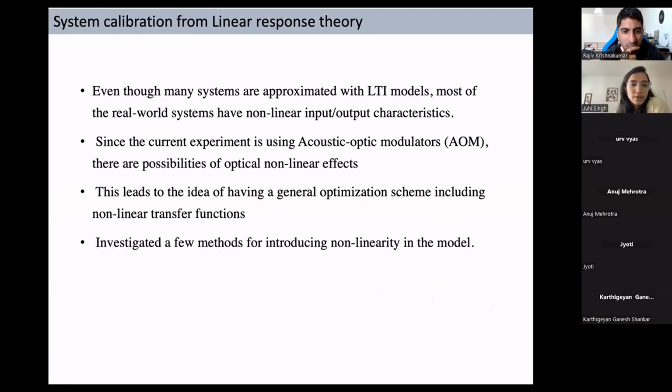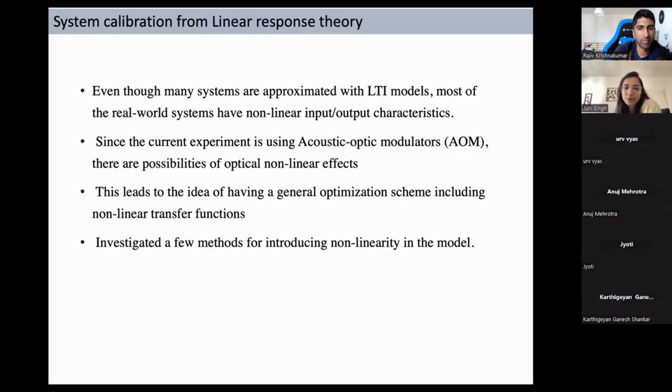And then after a lot of thinking, a lot of research, we realized that these AOMs are not really linear devices, because they have optical effects, and optics is mostly nonlinear. So doing a linear transfer function would not be the best thing to do.